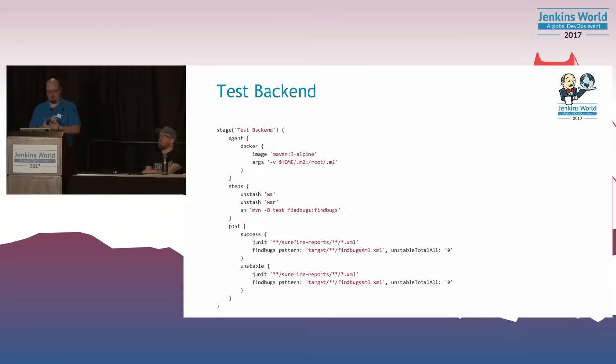Same thing again. We run Maven, we unstash the workspace, unstash the build results, run the tests, and run FindBugs at the same time. These are the post stages. Basically, you don't need the unstable here, but I wanted to put it there. It actually fit on the slide. So you can see that it's an either-or here. Either if we're successful or unstable, we'll collect those reports.